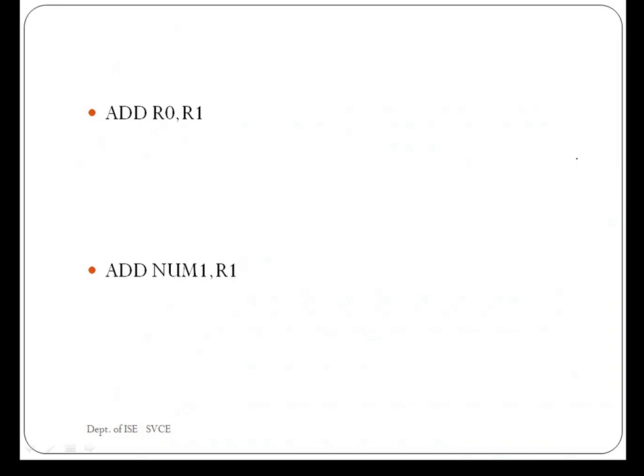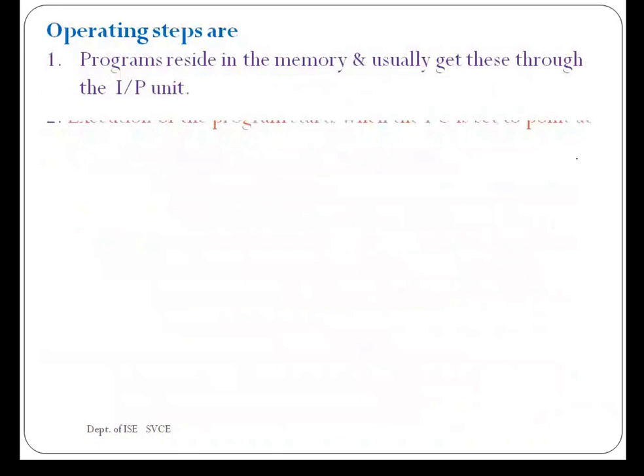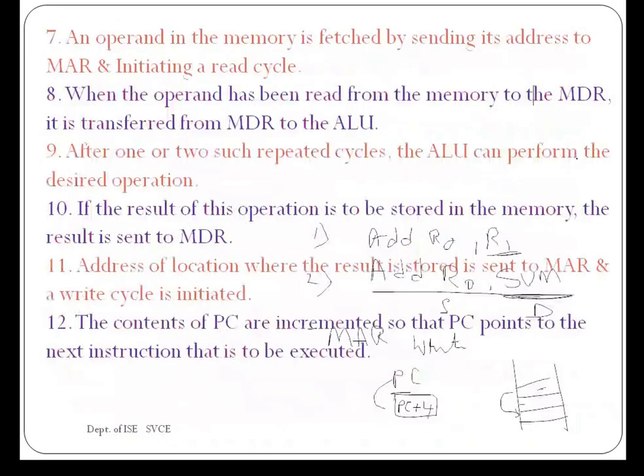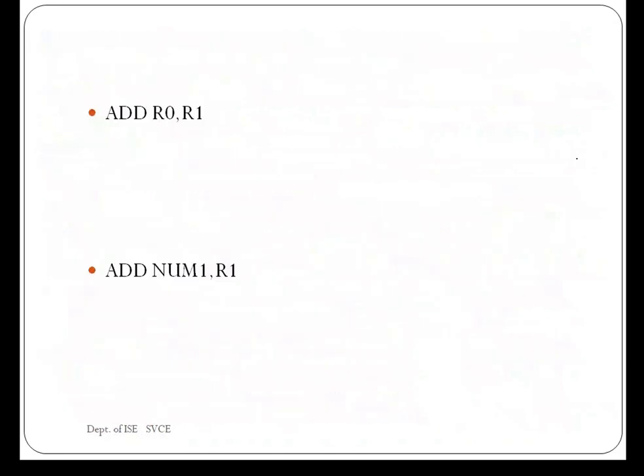I already explained in the previous method that the instruction will be stored in the memory. The instructions of the program are read from the keyboard and stored into the memory. Whenever execution starts, the processor fetches the first instruction, and the address of this first instruction is present in the program counter. The program counter holds the address of this instruction, and that is transferred to the MAR, the memory address register, and the control unit generates the read signal.